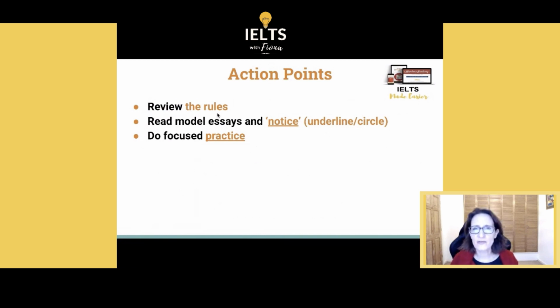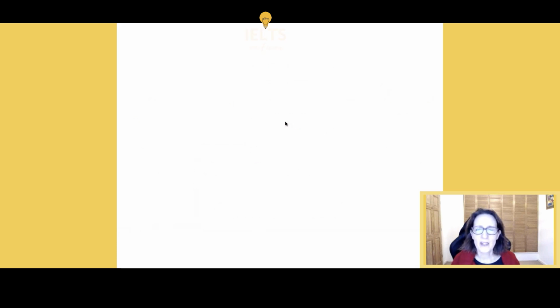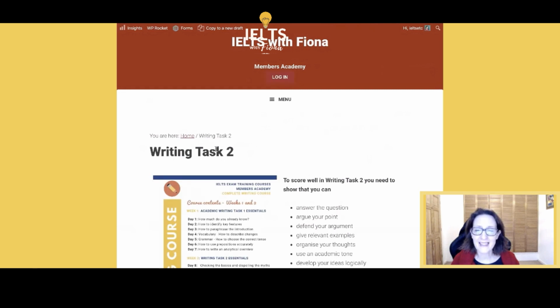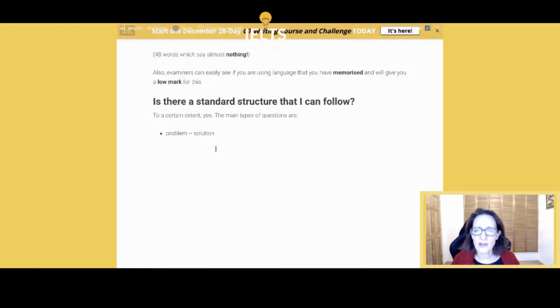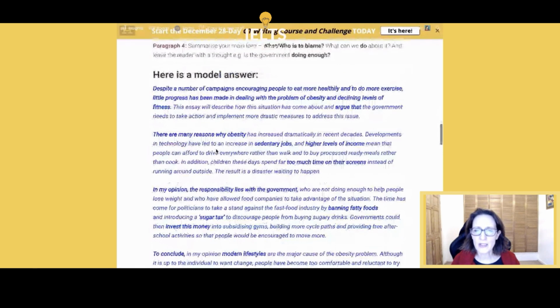So some action points for you. There are hundreds of rules related to articles. Go and review them and they might start to make some sense when you start noticing them. So when I mean noticing, I mean have a look at model essays. So these are easy to find on the internet. This one's on my website.